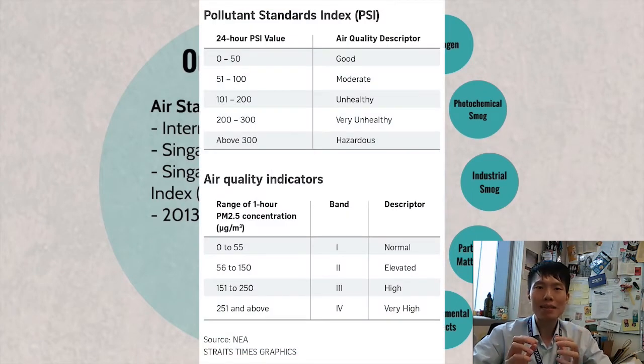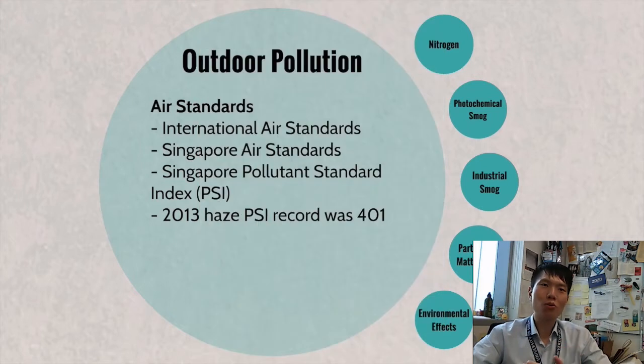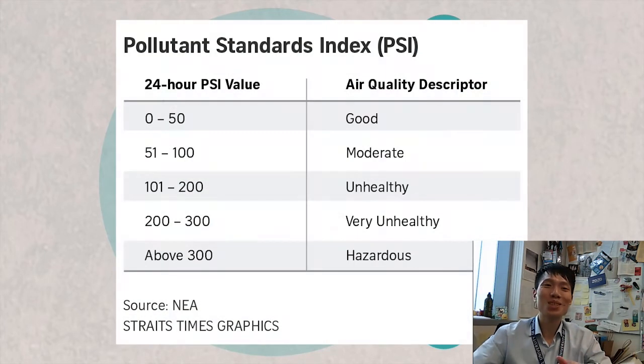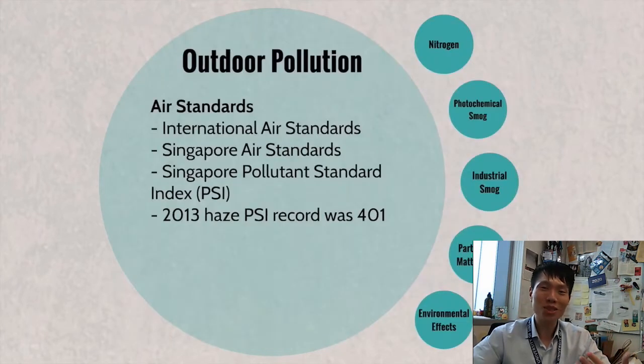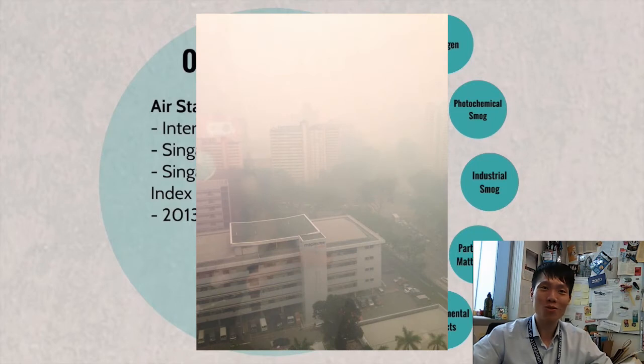The haze PSI's highest record was set in 2013, when we hit 401, which was in the hazardous region. Do you remember that in the last class I talked about 2013 being a phenomenal year? I thought that was the worst, that we all had to wear masks, until this year.